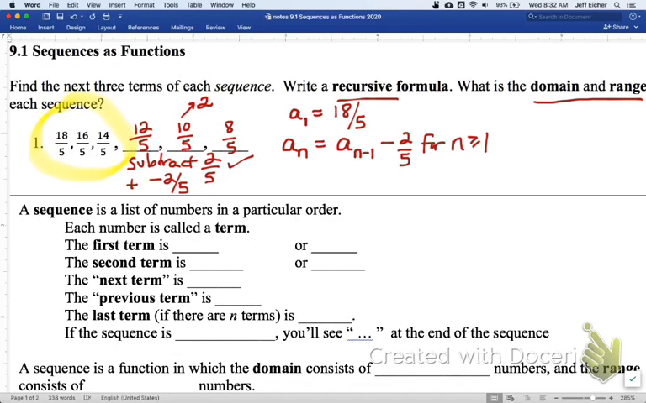But I just wanted to show you, so for instance, if you wanted the second term, you would take the first term minus 2 fifths. And the first term was 18 fifths. You'd subtract 2 fifths. And so our second term, a sub 2, is 16 fifths.